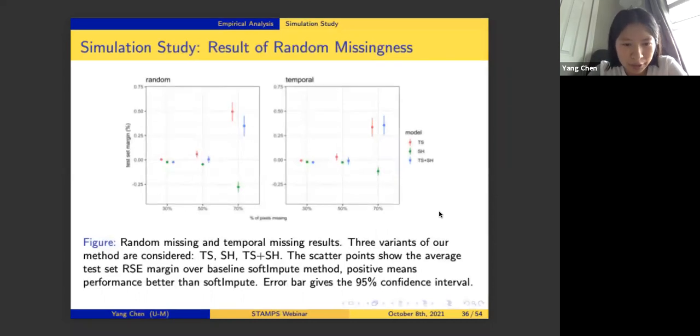So here's a comparison of the performance of the three different methods versus the different missingness patterns. As we can see, the spherical harmonics actually does pretty badly. In the random and temporal missingness patterns, the temporal smoothing is actually helping a lot as the percentage of pixels missing increases from 30% to 70%. And finally, our full model, which is the blue one, the one with the temporal smoothing and also the spherical harmonics fitting, is actually doing very well in all cases.